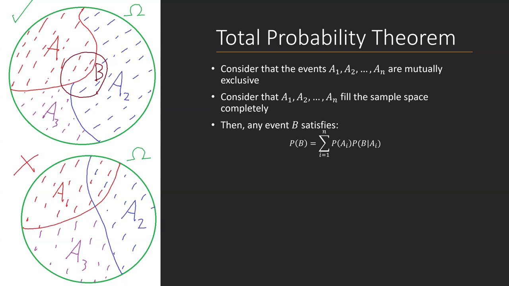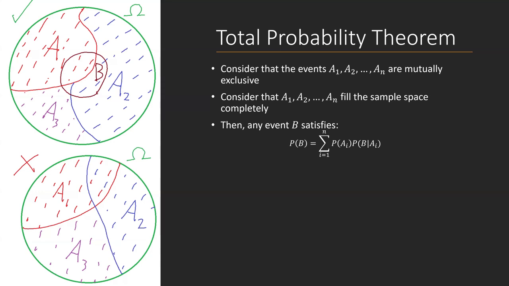So in this second scenario, the total probability theorem will not hold. In other words, when you define your events, you need to make sure that they are mutually exclusive. Secondly, we need it to be true that these events fill the sample space completely. This is actually true in both of these examples, since there's no part of omega here that is not covered by one of the A events. Given that these 2 conditions are true, we have this equation here. So this equation is really the statement of the theorem.